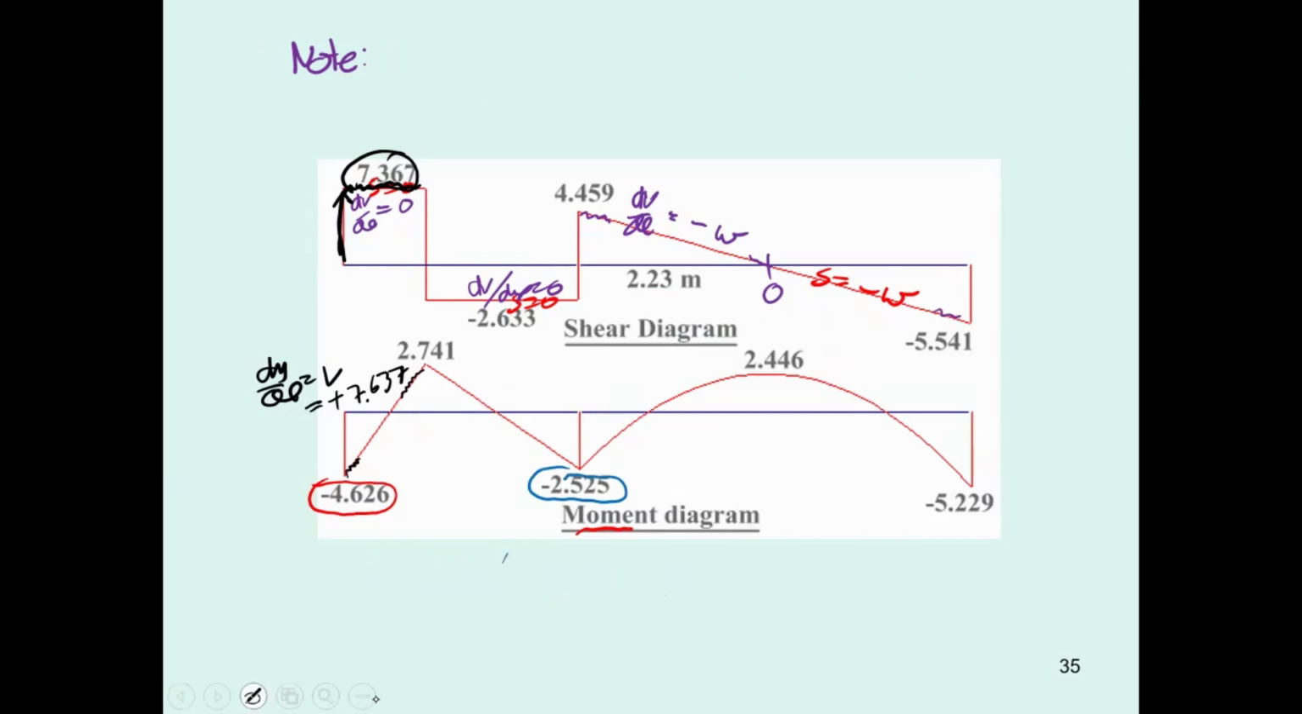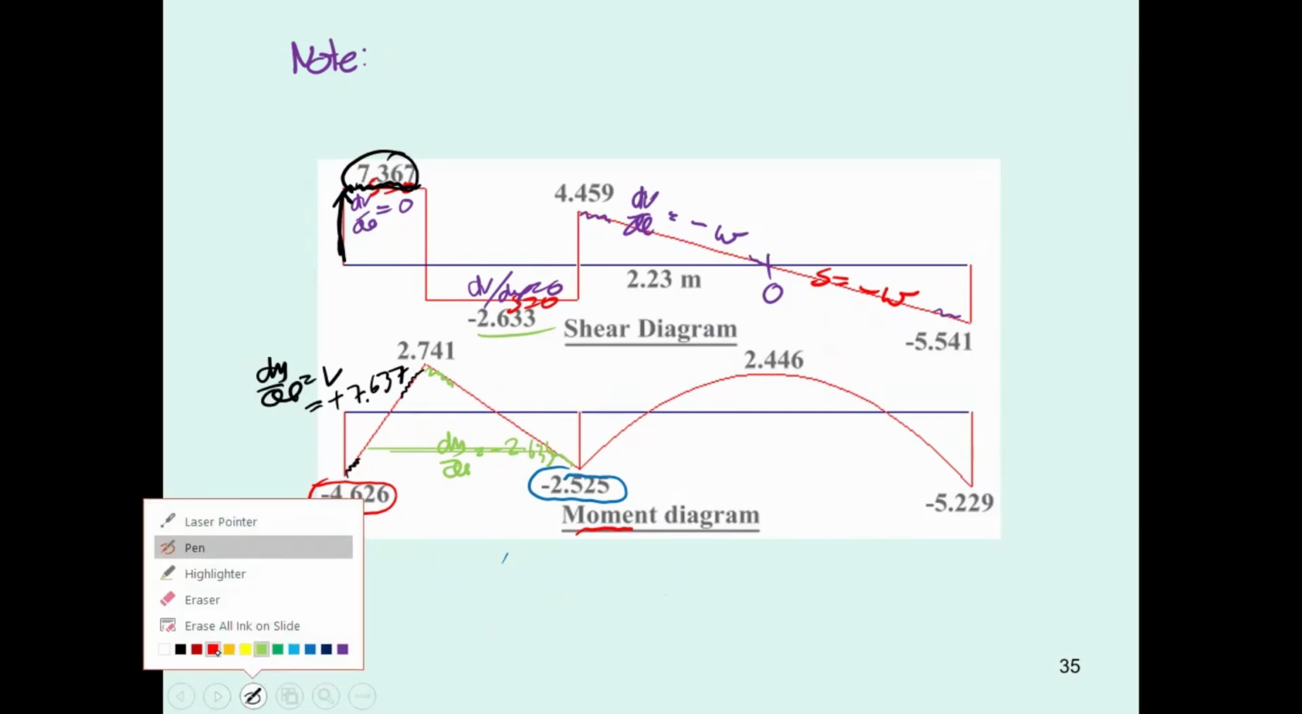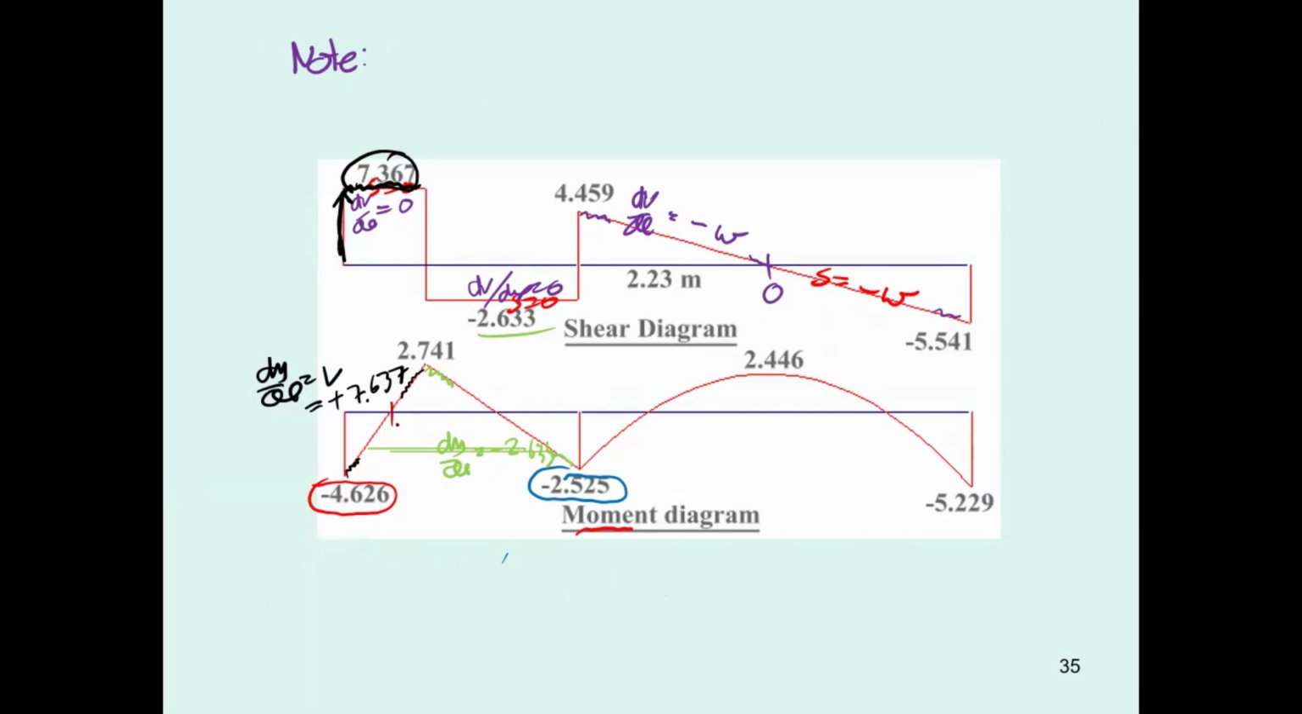And then please identify the slope over here and over here. dm by dx equal to minus 2.633. And also, if you have this one, just put it to be 0. Okay, the same. It's going to be 0.